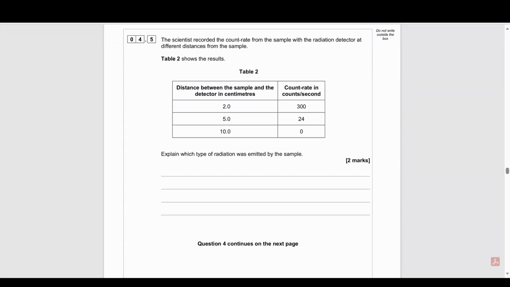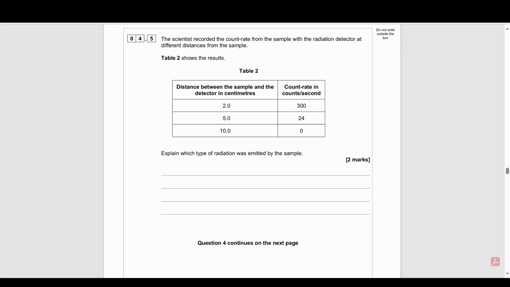4.5. The scientists recorded the count rate from the sample with the radiation detector at different distances from the sample. Table 2 shows the results. So our first column is the distance between the sample and the detector in centimeters. So we're moving the sample away from the detector. And then our second column is the count rate, and that number is decreasing. So the further we move the sample from the detector, the lower the count rate. If we move the sample 10 centimeters away from the detector, we get no reading, no count rate.